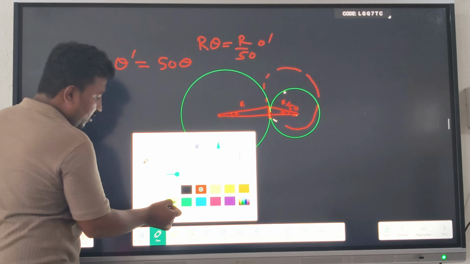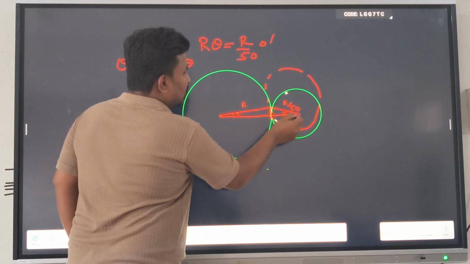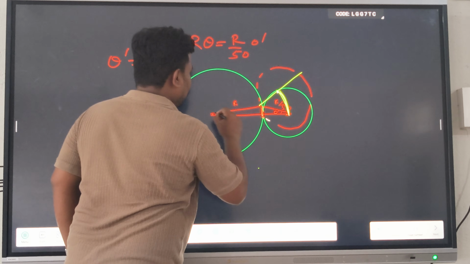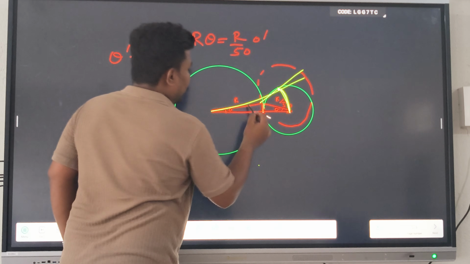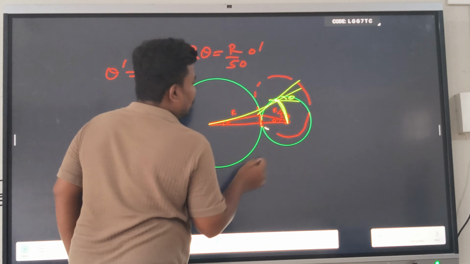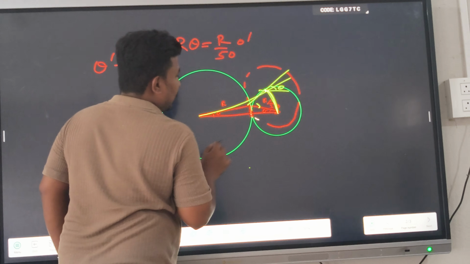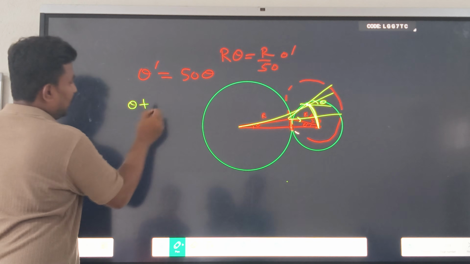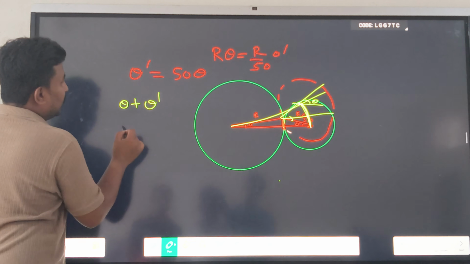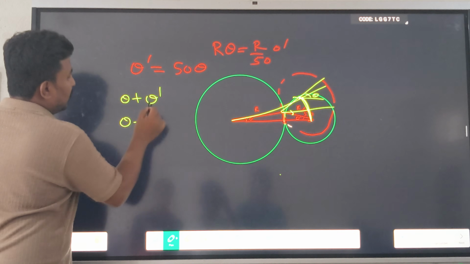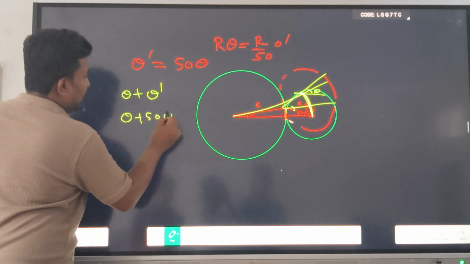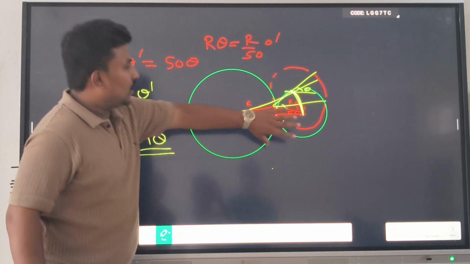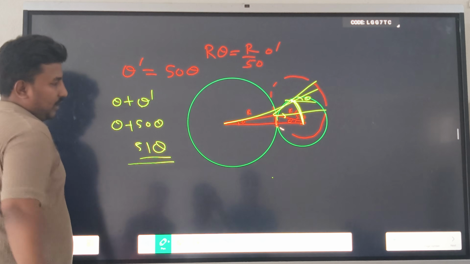The question is a bit more. You can see here, when this rotates this much, how much angle has it been rotated? Let us join this like this. This is actually one single line. This is theta, that means this is also theta. If this is theta dash, that means this is also theta dash. So the total angle rotated will be theta plus theta dash, which is theta plus 50 theta, that comes out to be 51 theta. So if this rotates by an angle theta, then this will rotate by an angle 51 theta.